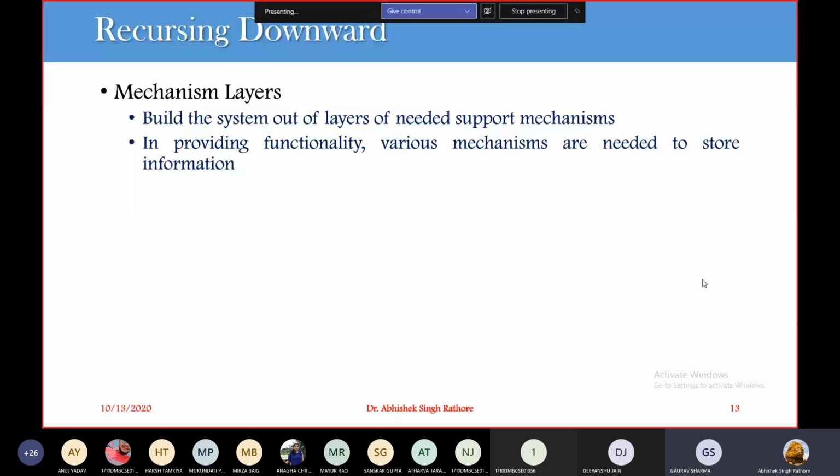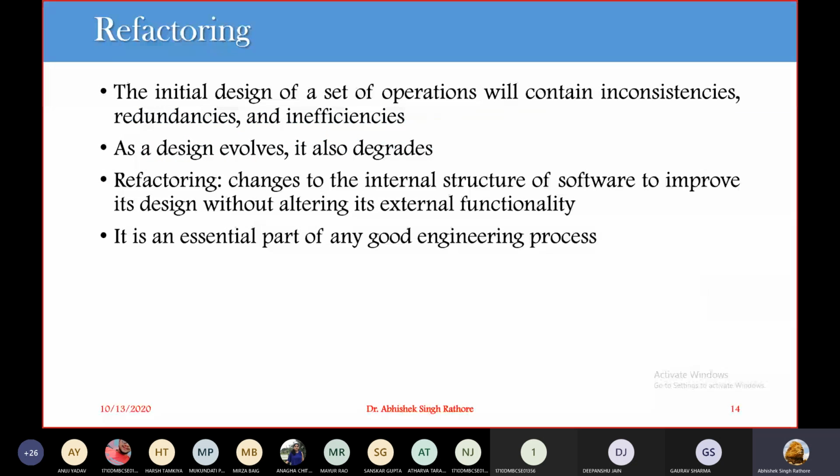Then the next thing is refactoring. Fine. So what is this refactoring? When we started with our initial analysis, we started with the initial system design, and then we move towards the final design, let's say in class design, which focuses much more on how things are to be carried out.